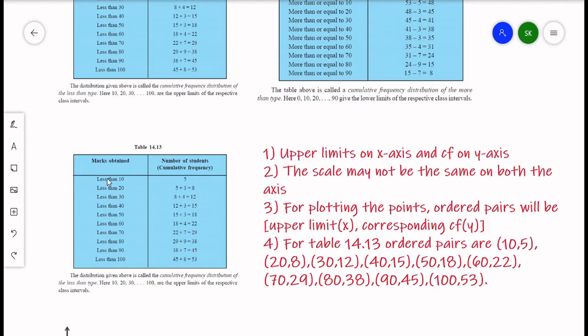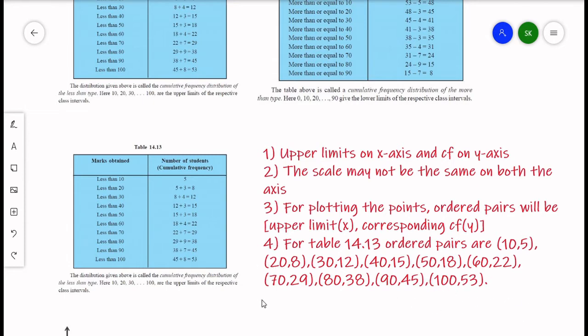On the x-axis what are you going to take? You are going to take 10, 20 till 100. And on the y-axis you are going to take 5, 8, 12. You can decide the scale. The scale may not be the same on both axes. Third point, for plotting this we need ordered pairs. So what will be the ordered pairs? 10, 5; 20, 8; 30, 12. All these will be your ordered pairs, till 100, 53.